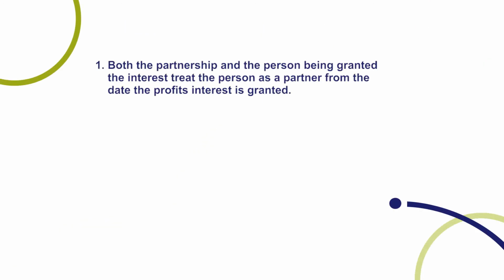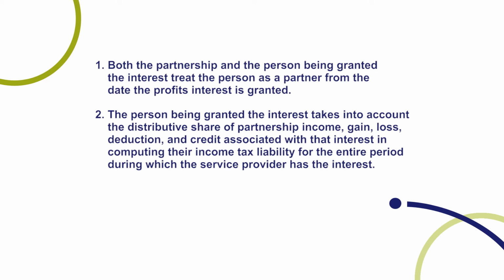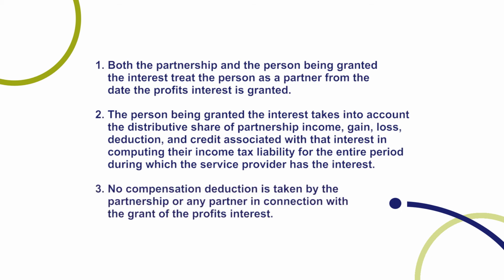Number one, both the partnership and the person being granted the interest treat the person as a partner from the date the profits interest is granted. Number two, the person being granted the interest takes into account the distributive share of partnership income, gain, loss, deduction, and credit associated with that interest in computing their income tax liability for the entire period during which the service provider has the interest. And number three, no compensation deduction is taken by the partnership or any partner in connection with the grant of the profits interest.